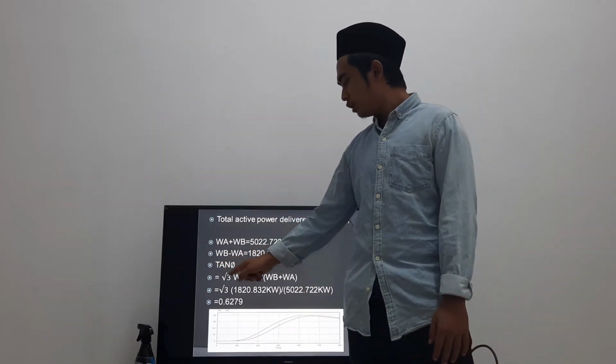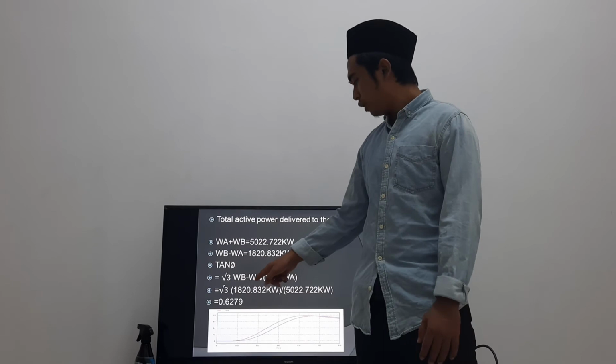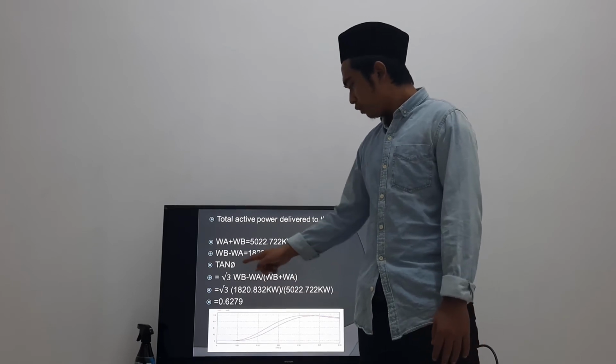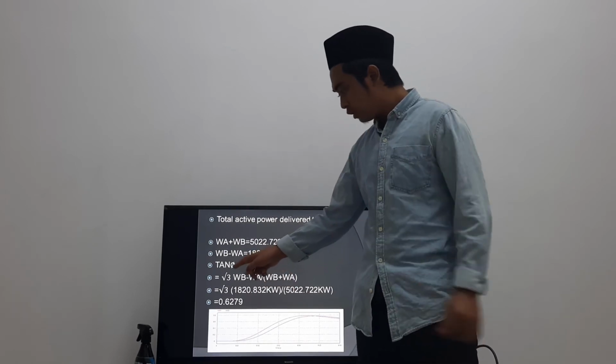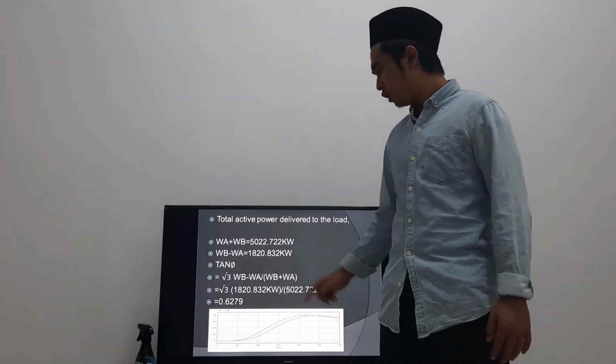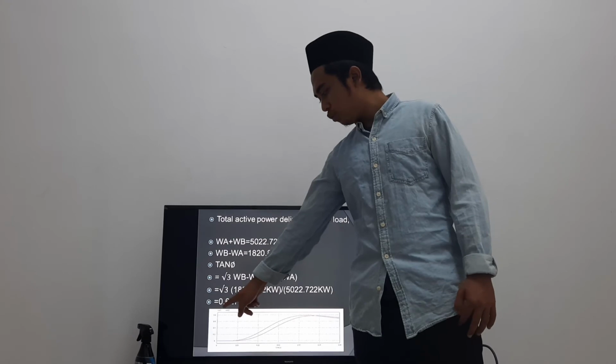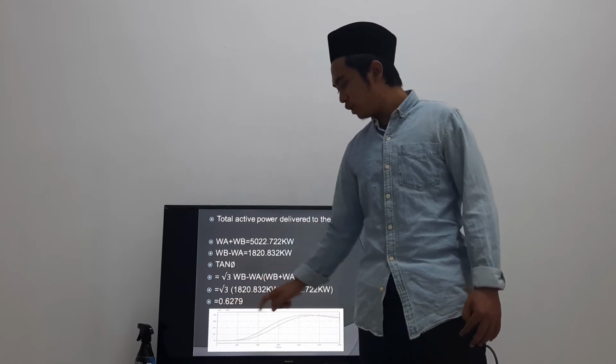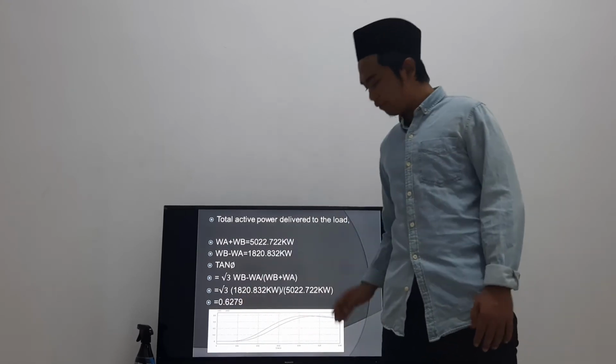For the tan phase, it is root 3 times WB minus WA divided by WB plus WA. So we can get 0.6279. So this is the graph that I get.